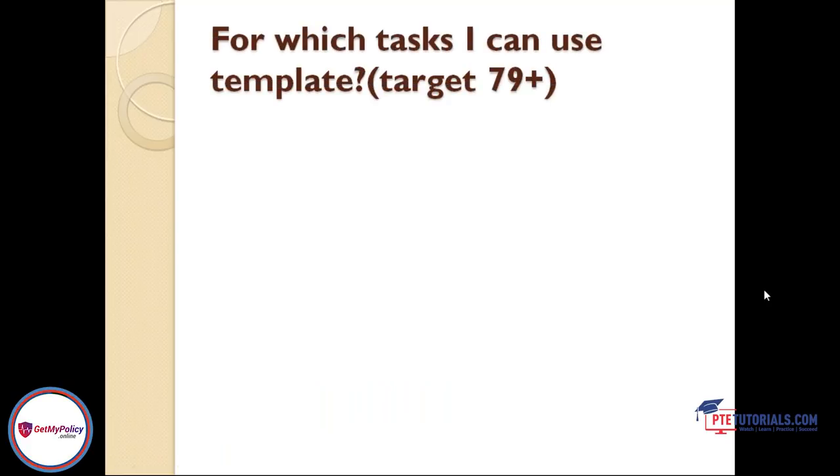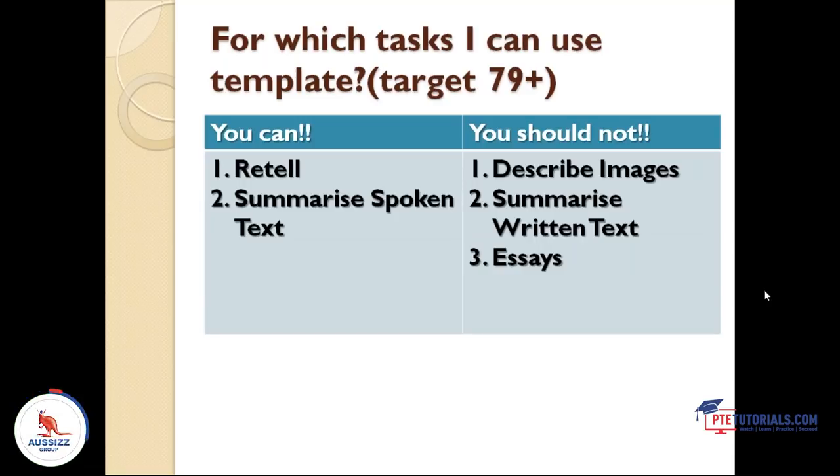Now the question is, for which tasks can I use the template? See, my target is 79 plus. Here I'm talking about those. Because at 65 each, if you use your templates, that will be fine. You may still get the scores. I have made one template that you can use for retell lecture and summarized spoken text. But you should not use a template for describe images, summarize written text and essays.